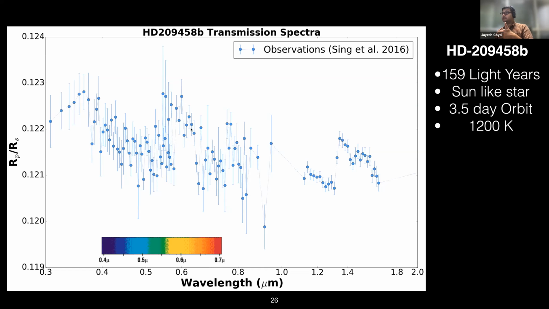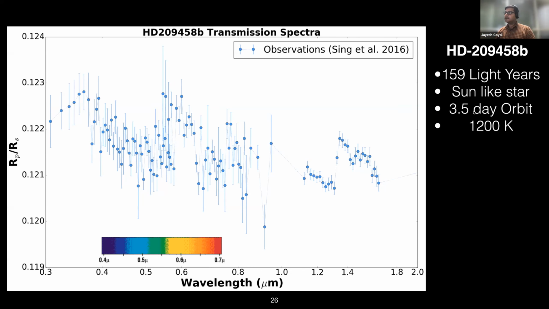Okay, and just to point out, this is for an exoplanet, HD 2045, which is 159 light years away. Earlier we were talking about Proxima Centauri, 4.5 light years away. This is 159, so it is so far away, and still we are able to measure that. That is commendable, I should say, that we are able to measure the atmosphere of a planet that is so far away.